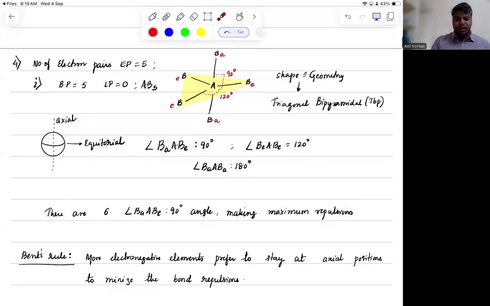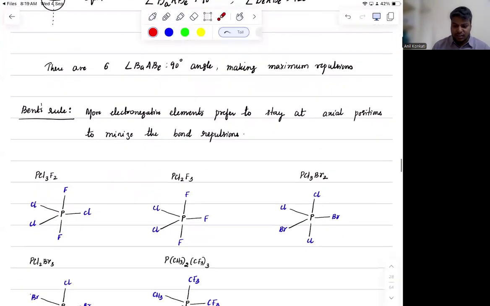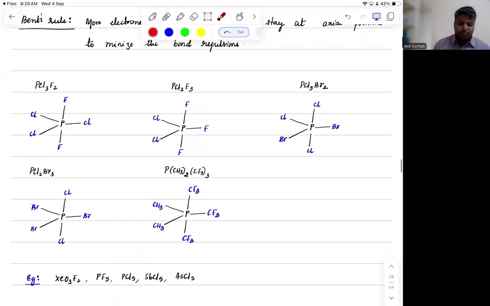Therefore, to avoid the repulsions, you will always try to place the more electronegative on the axial direction. Remember, this is called Bent's rule. That is, the most electronegative elements prefer to stay in the axial bonds to minimize the bond repulsions. Check out these examples, everybody.